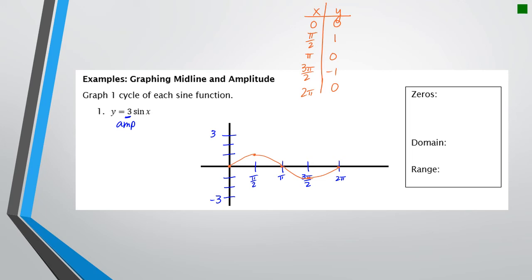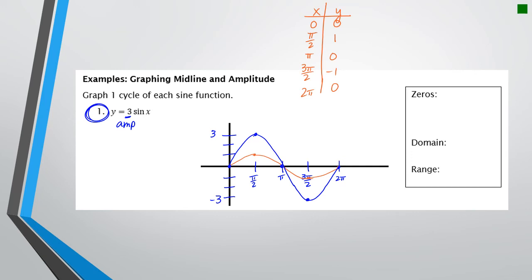So 0 times 3 is still 0. If I go 3 times higher than 1, that would be up to 3. Back to 0. 3 times lower would be at -3, and then back to 0. So now I'm going to connect the dots. So now that blue line represents this equation right here. And you can see that it is 3 times higher and 3 times lower.